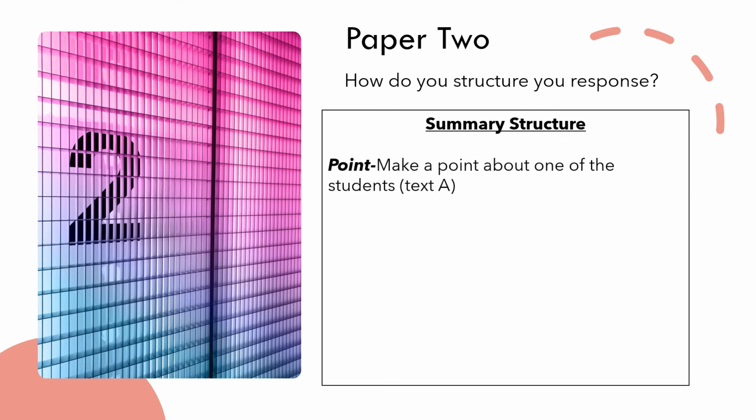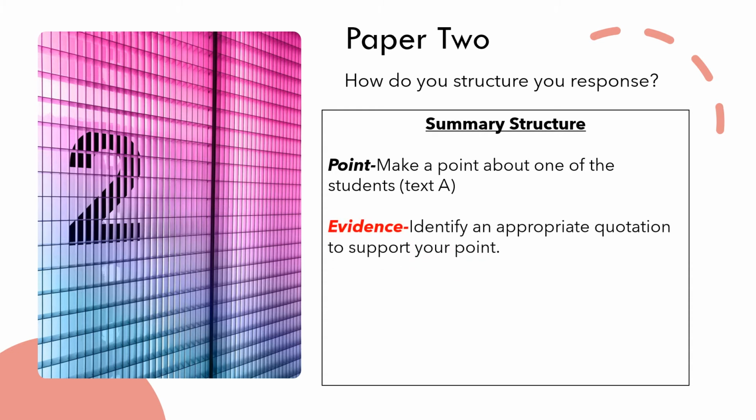So first of all, point. Make a point about one of the students. So typically you'd start with text A just because that comes first. Give some evidence, so identify an appropriate quotation to support your point. Explain. Tell us what does that actually tell you about the learner. So if it's the student in text A, what was the point of selecting that quotation? Why is that the best quotation or one of the best quotations to actually tell us something about that person?